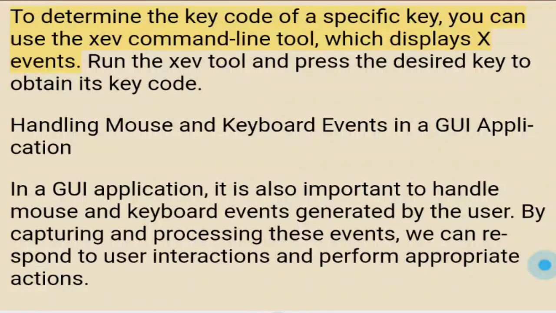To determine the key code of a specific key, you can use the xev command line tool, which displays X events. Run the xev tool and press the desired key to obtain its key code. Handling mouse and keyboard events in a GUI application. In a GUI application, it is also important to handle mouse and keyboard events generated by the user. By capturing and processing these events, we can respond to user interactions and perform appropriate actions.